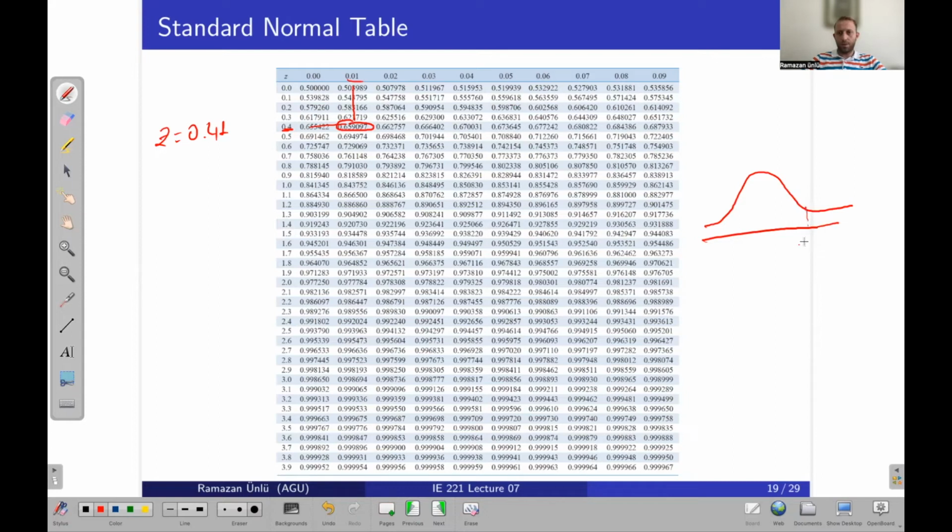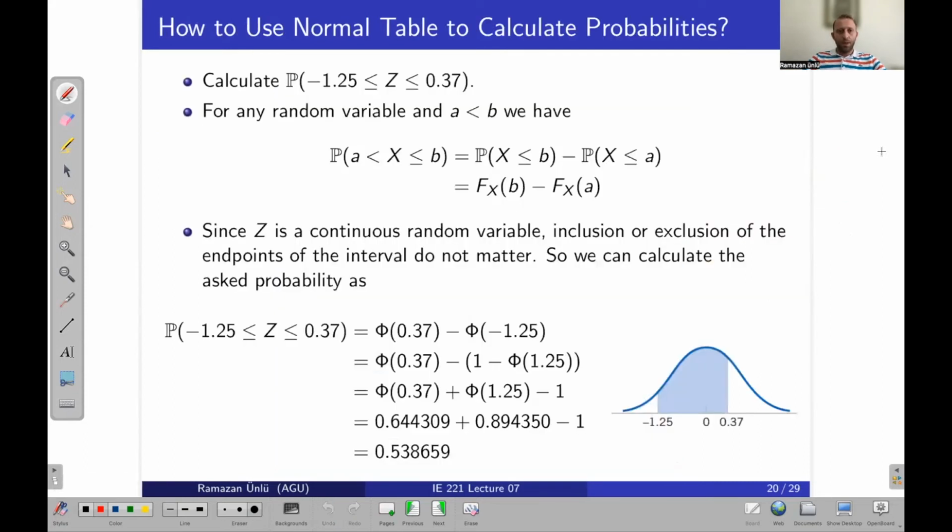Let's say this is z equal to 0.1, and what we are looking for is the probability of x being less than or equal to this value. This area is this one, 0.65 something. Okay, this is how we use the standard normal table. I will give you the details of this table later, and we will use it to solve some problems.